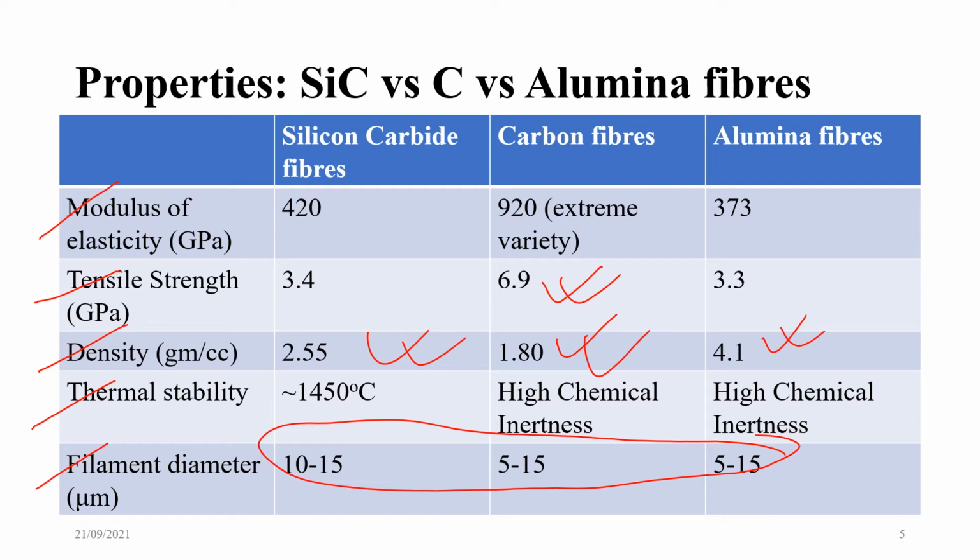And for modulus of elasticity, the extreme high variety of carbon fibers may go up to 920 gigapascals or close to 1 terapascal, whereas alumina and silicon carbide are between 420 and 373 gigapascal modulus of elasticity. Thermal stability, silicon carbide is thermally stable up to 1450 degrees Celsius, whereas carbon and alumina, they are highly chemically inert.